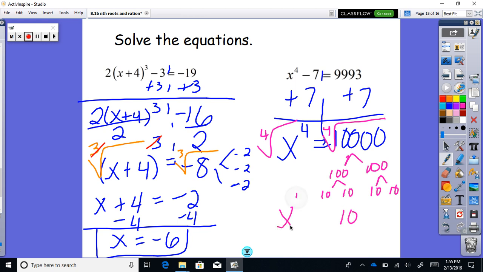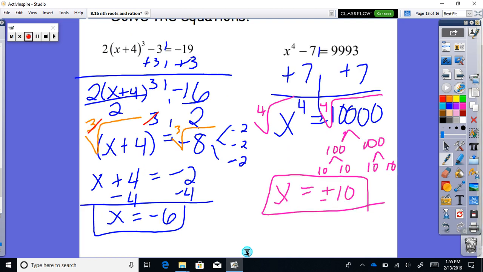Except for that, remember with even roots, I meant to put x, not x to the fourth. You have two answers. Just like when you square root something, you get plus or minus. If you fourth root something, you get plus or minus as well. Because if you did -10 times itself 4 times, you would get positive 100 times positive 100, and that would equal positive 10,000. So you're getting those two answers. And so if you're doing the reverse, you have to account for that. You're getting positive 10 and -10 as a solution.